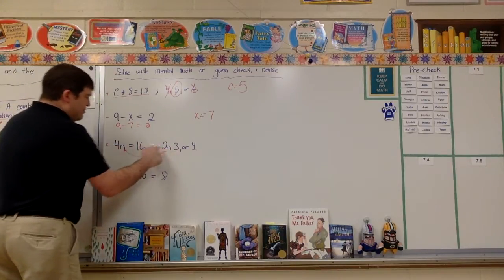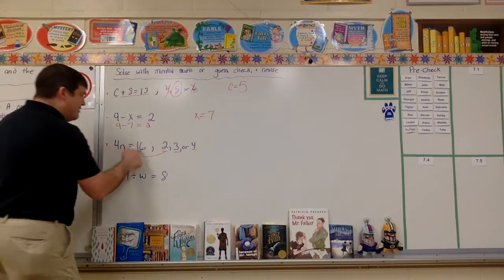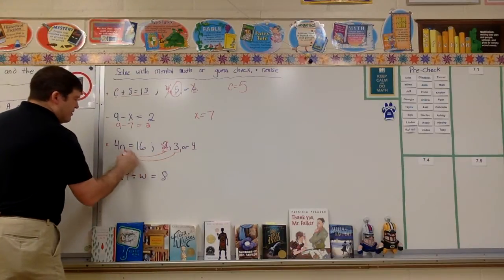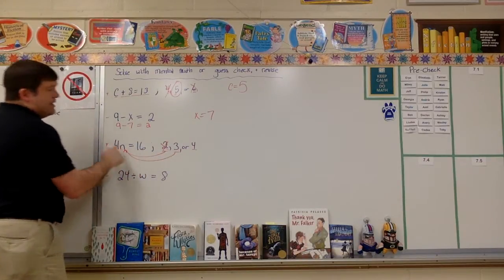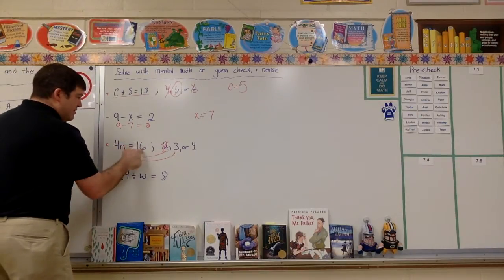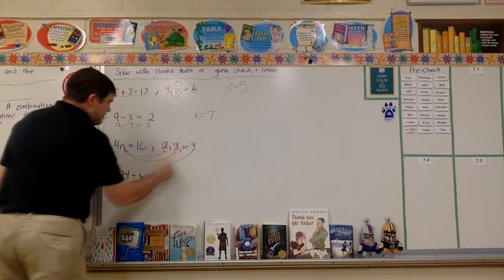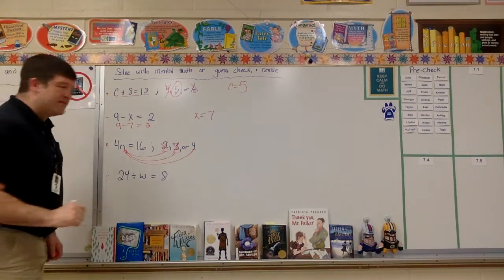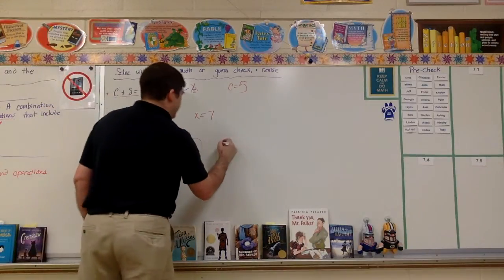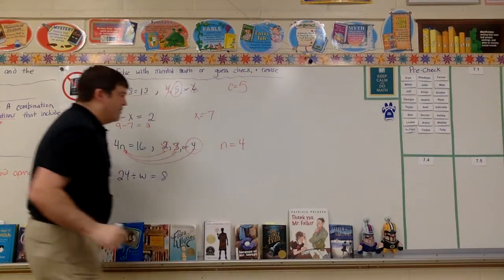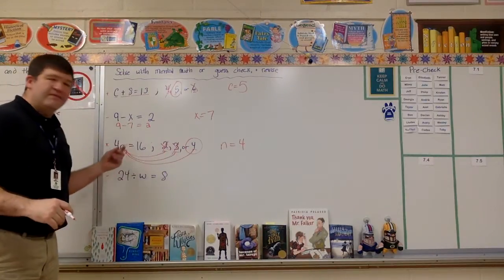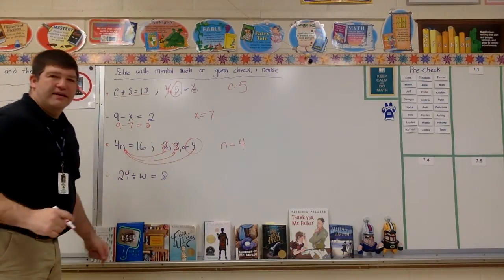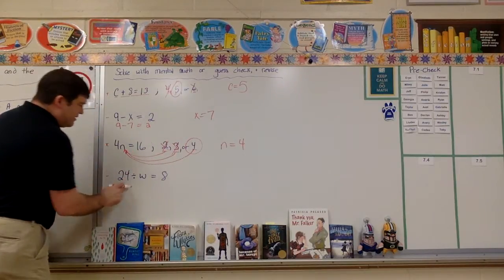4 times 2 equals 8. 8 is not 16. Nope. 3. Okay. 4 times 3 is 12. Not 16. I'm getting closer. Okay, let's try 4. 4 times 4, that equals 16. I got my winner. So n equals 4. Okay, I just took these, put them in, checked them, revised if I needed to, until I got the correct answer.